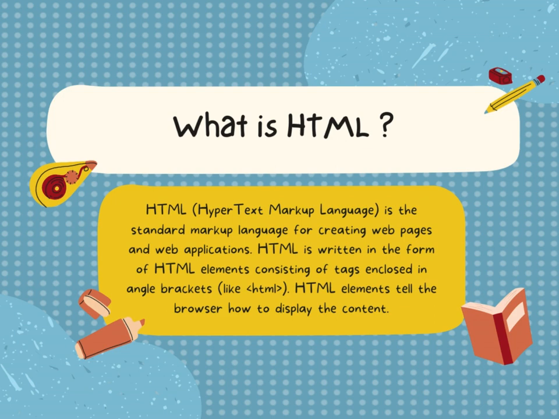There's an example also given. HTML elements tell the browser how to display the content. Why do we use the HTML element? Because the HTML element tells the browser how to display the content. Is it clear? So this is the most important point. Ready for the notes? HTML, Hypertext Markup Language. Underline it in your copy. HTML is written in the form of HTML elements, consisting of tags enclosed in angle brackets. An example is also given. This is very important.